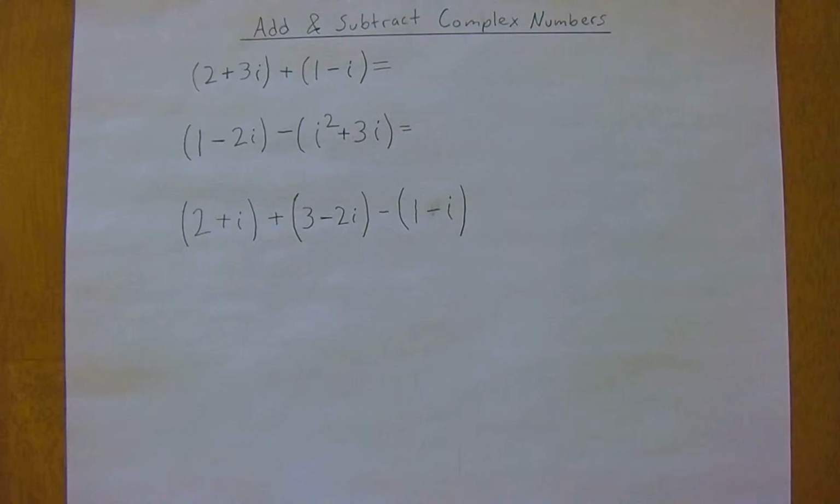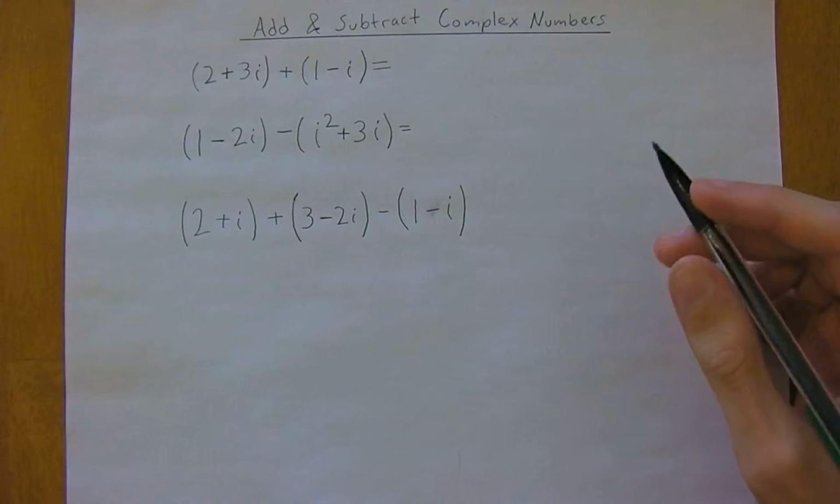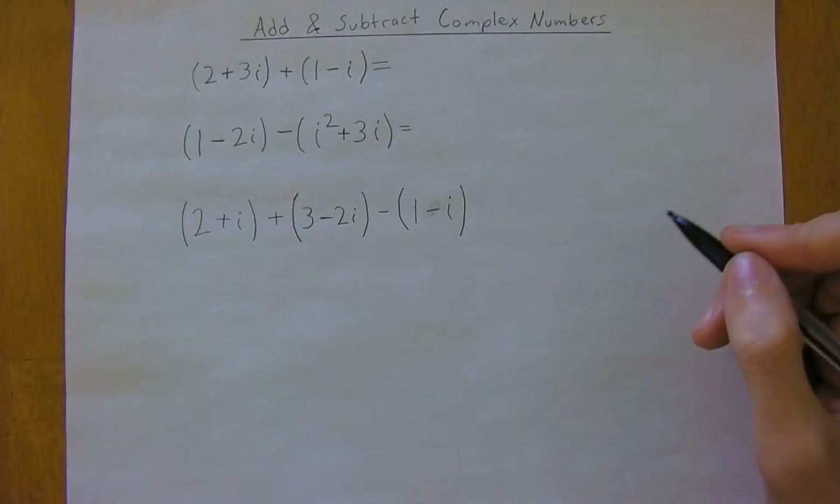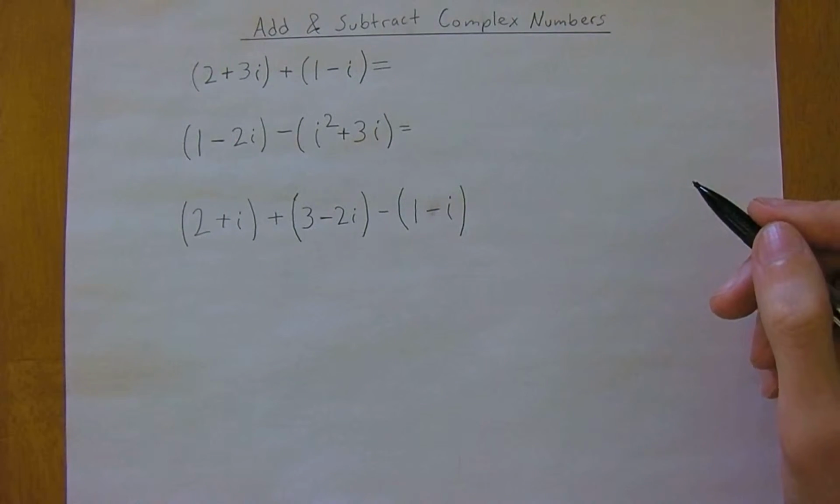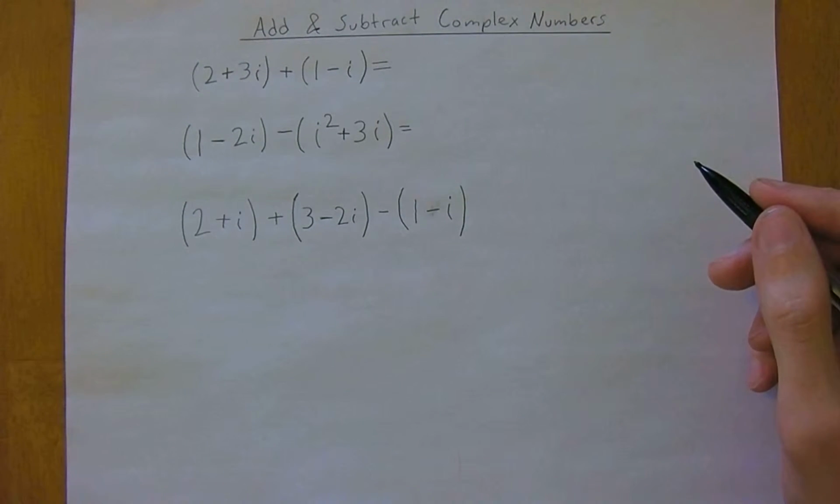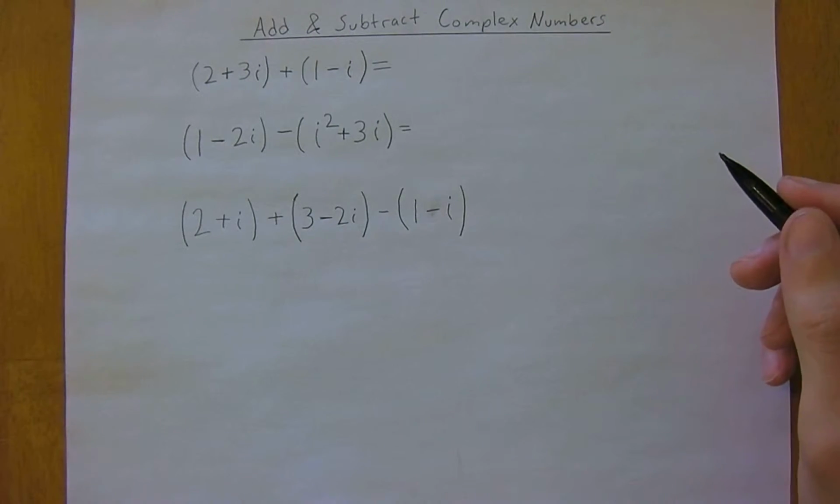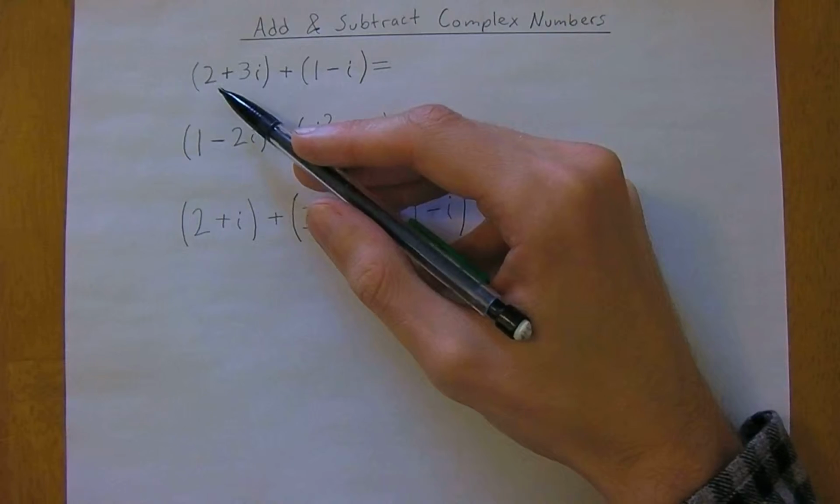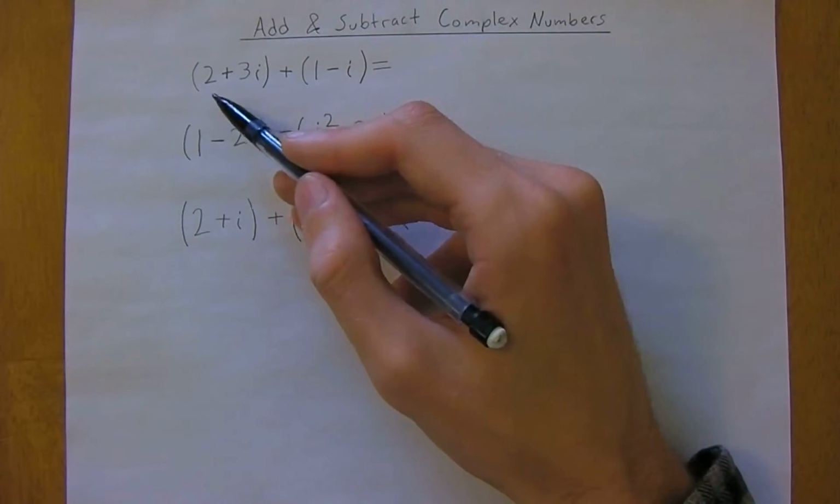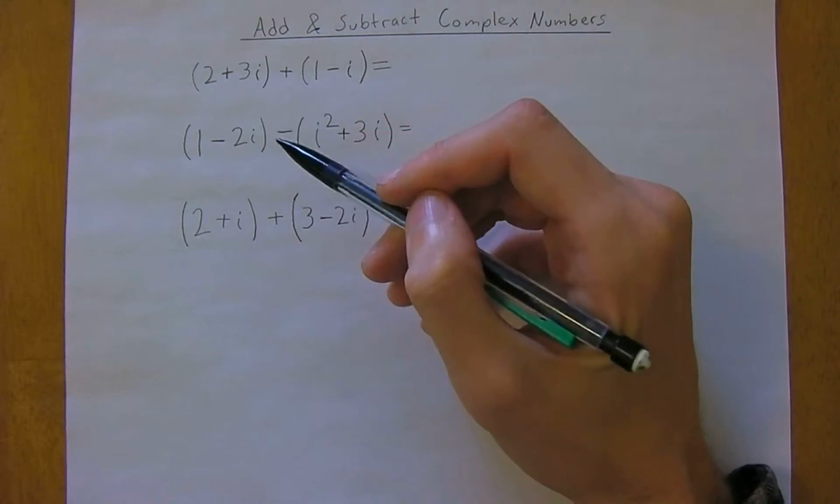So adding and subtracting complex numbers is pretty straightforward, but we'll run through a few examples just to get you used to it. It's essentially the same. You can think about it like adding and subtracting with a variable x. It's very similar. So in the first case, we have this complex number, and remember every complex number has a real part and an imaginary part.